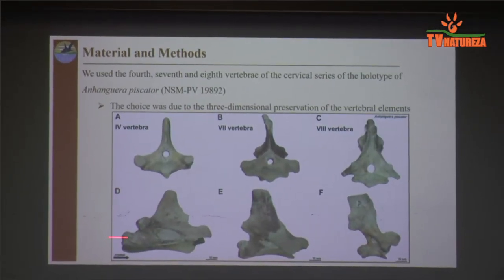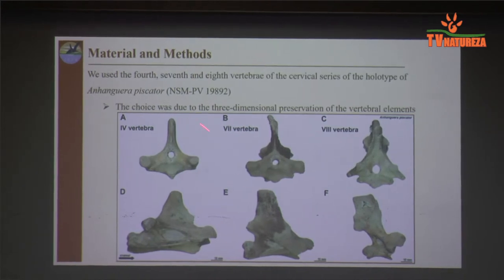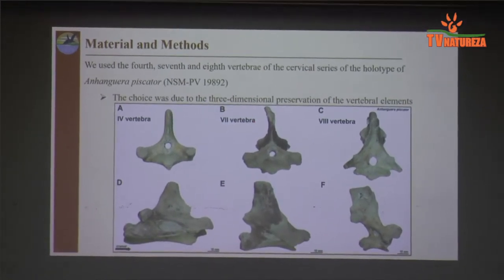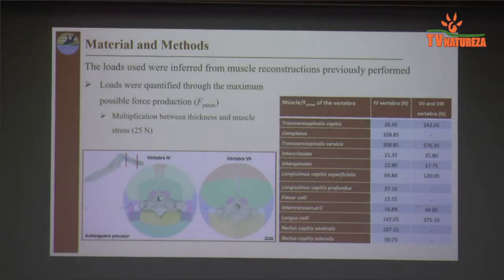In this study, we use the 4th, this one, 7th, this one, and 8th vertebra of the cervical series of the holotype of Anhanguera piscator, a Brazilian pterosaur but housed in Japan. The choice was due to the three-dimensional preservation of the vertebral elements. We did CT scans, okay? The loads used were inferred from muscle reconstruction previously performed during my PhD.